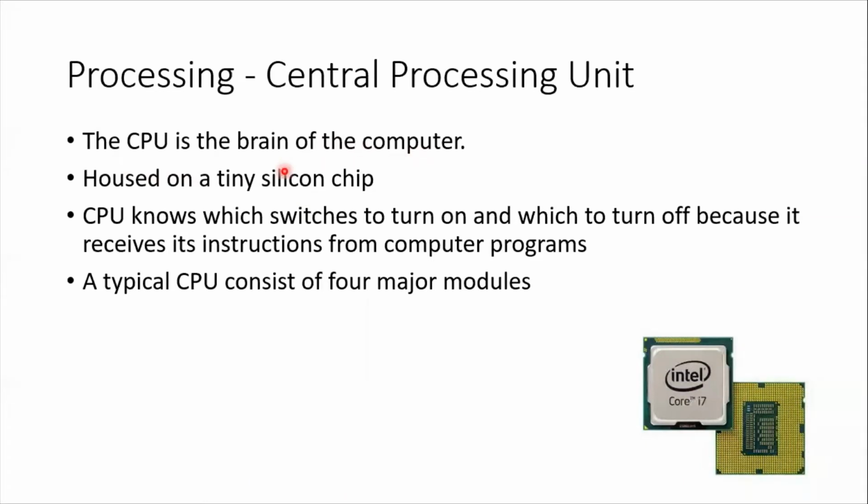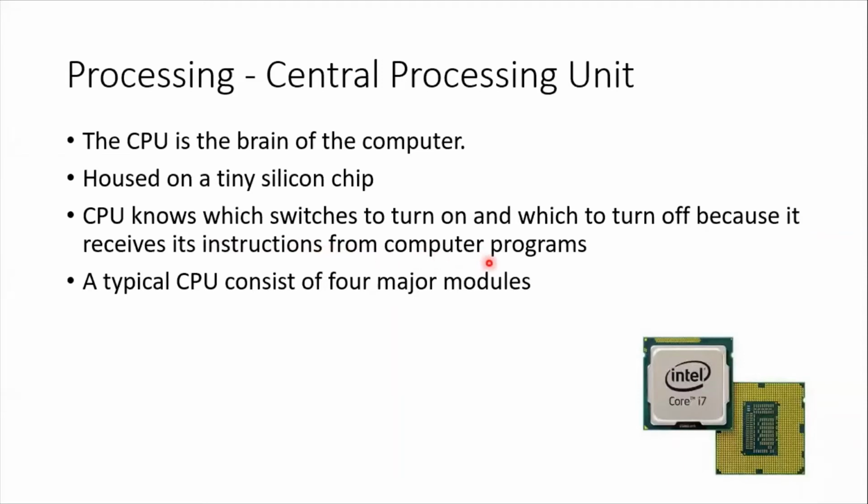What the human brain does, it identifies and processes a lot of things. Computers are based on the same way. If your CPU is not working, your computer is like a dumb object. There's no point. It is housed in a tiny silicon chip. CPUs are switches, turning on and off, because they receive instructions from the computer programs.